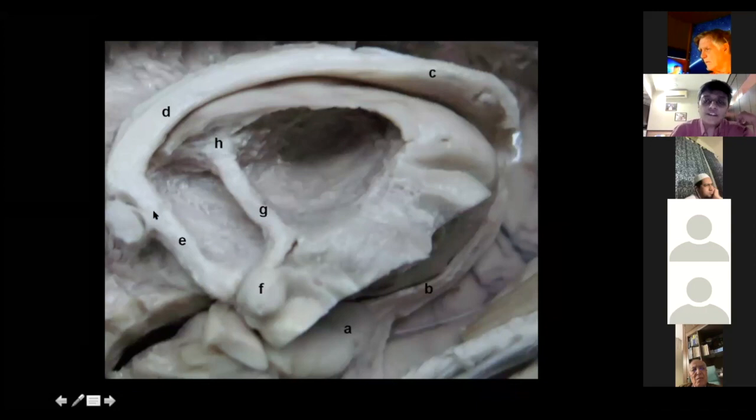Now the fornix divides into two parts. You have the pre-commissural fornix and the post-commissural fornix. The post-commissural fornix you can see here entering into the mammillary body. Most of these fibers end here in the mammillary body. The fornix is the efferent pathway of your hippocampus. So all your connections from the hippocampus are mainly traveling through the fornix.